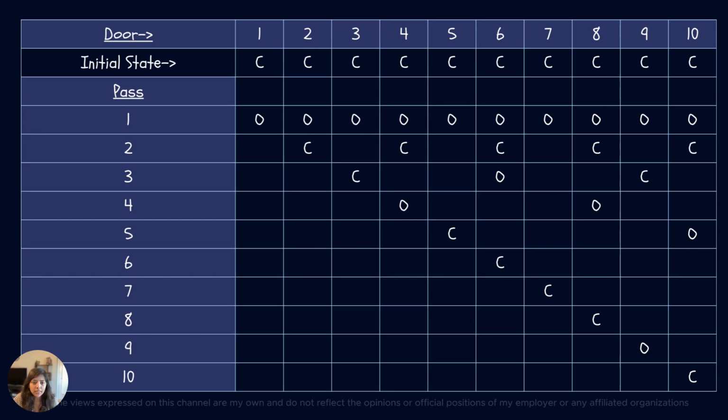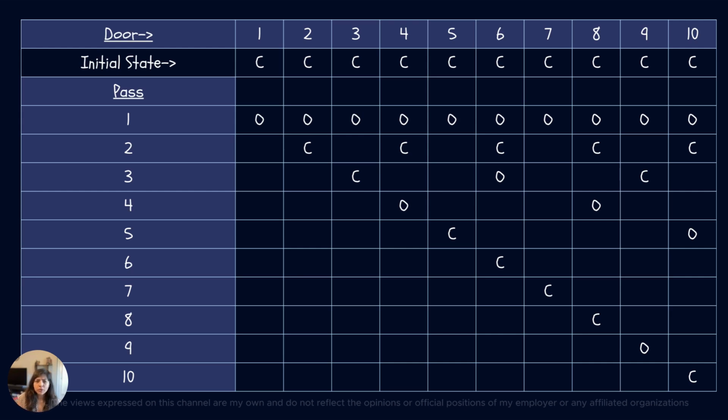Take, for example, the fifth pass. In the fifth pass, you close the fifth door and open the 10th door because you're changing the state from the earlier state. And going along the passes, in the 10th pass, you only toggle the 10th door, so you close the door. That is, change the state. So what you observe here is that the door number is divisible by the pass number. For example, you can take door number 6. It is divisible by pass number 1, pass number 2, pass number 3, and pass number 6. That is when you toggle that door number.